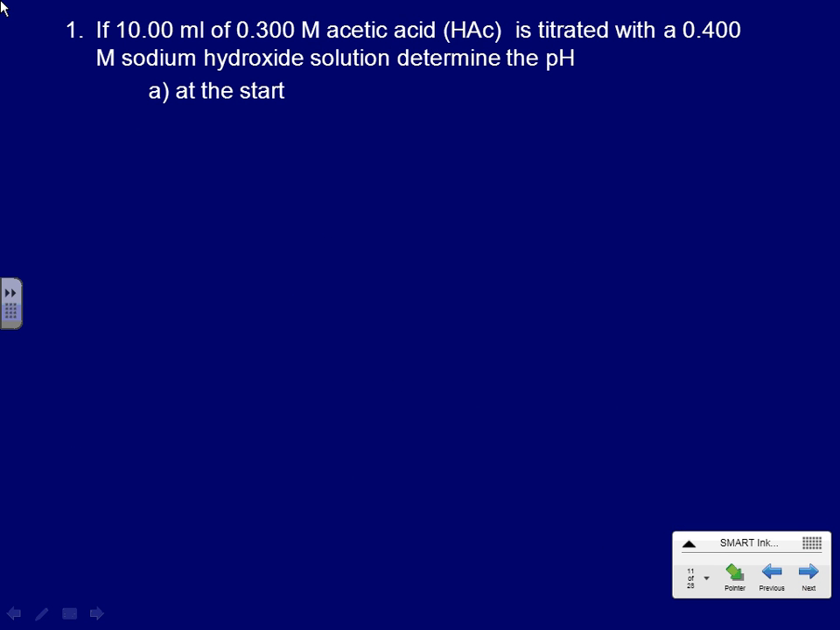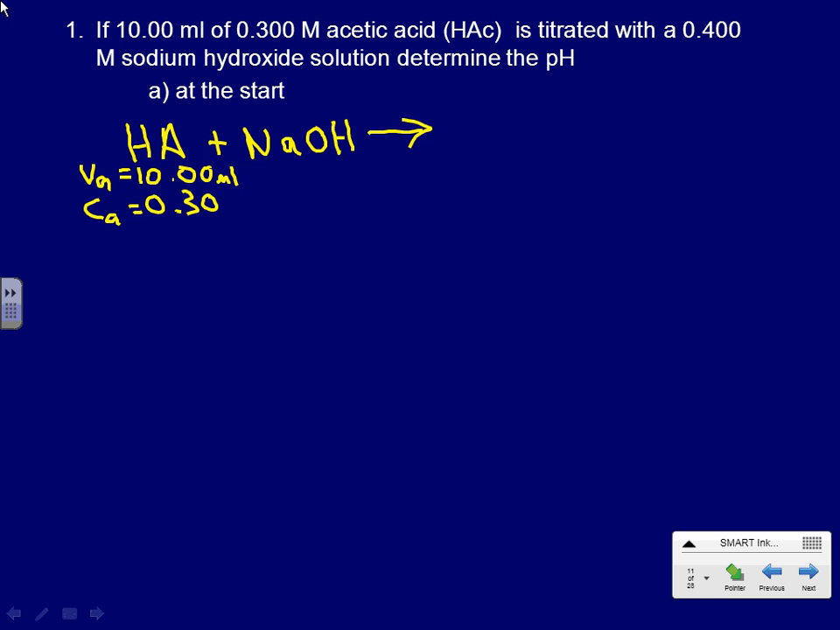So, at the start, what we want to do here is make a table. HA plus NaOH. And it really doesn't matter what the products are. It's going to be one H transferred to that NaOH. It's a 1-to-1 ratio. The volume of A, Va, equals 10 milliliters. The concentration of A, Ca, is 0.300 moles per liter. And now the number of moles of A.